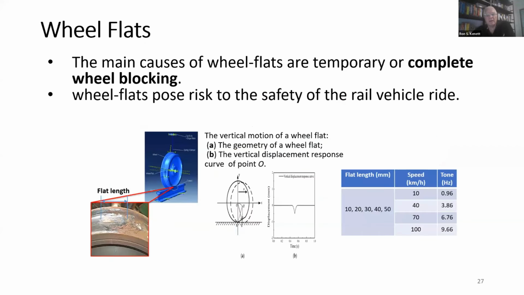So let's take an example. This is a wheel flat. A wheel flat is in trains. So trains have wheels.